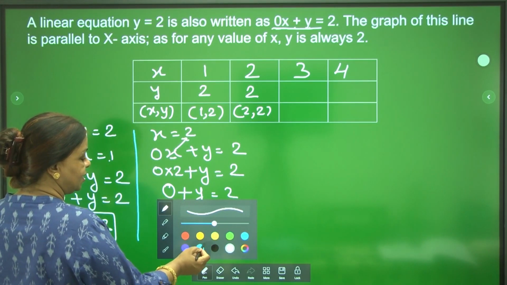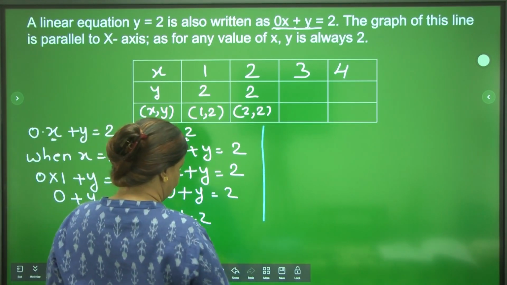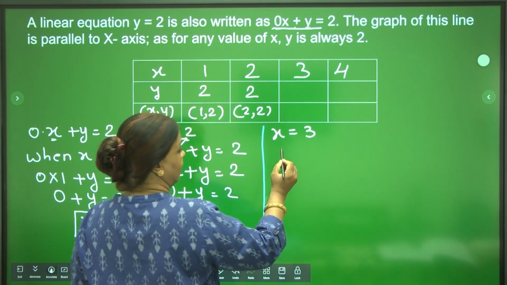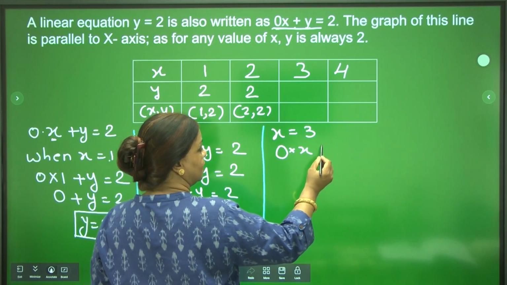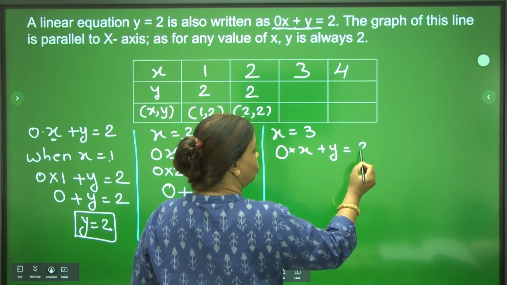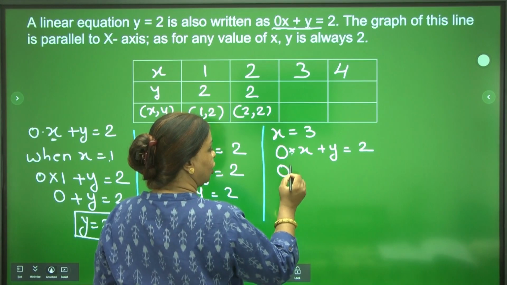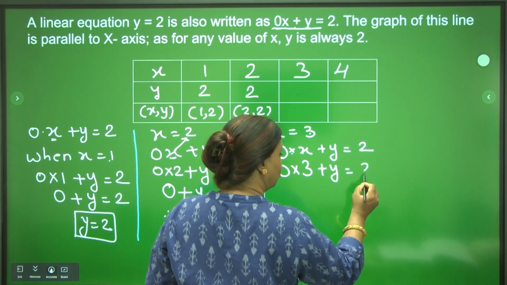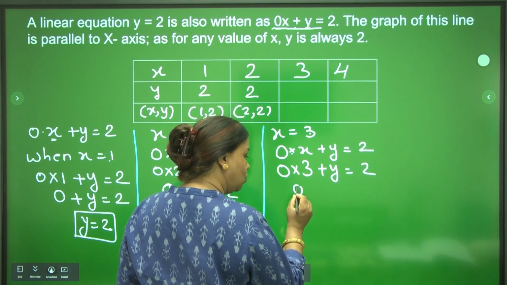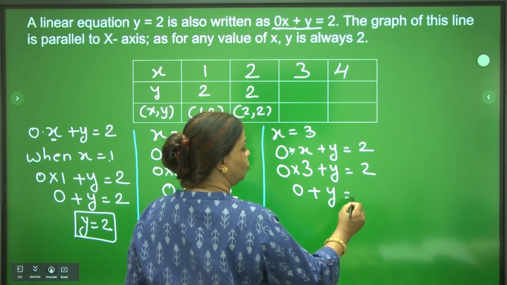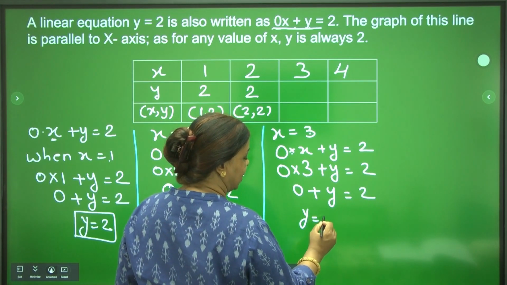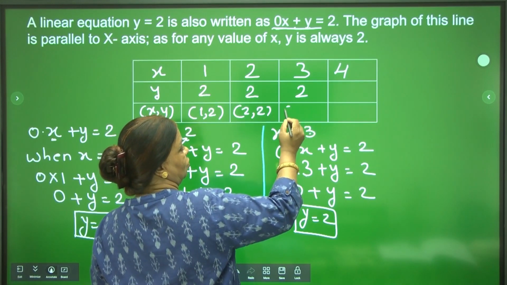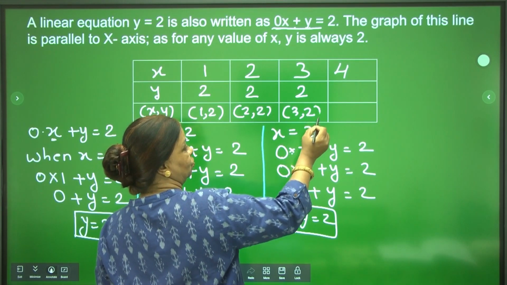Third, when x is given as 3, x is equal to 3. My equation is 0 into x plus y is equal to 2. So 0 into 3 plus y is equal to 2. 0 multiplied by 3 will be 0, plus y is equal to 2. So y we will be getting as 2, again 2. So now your coordinates are 3, 2.